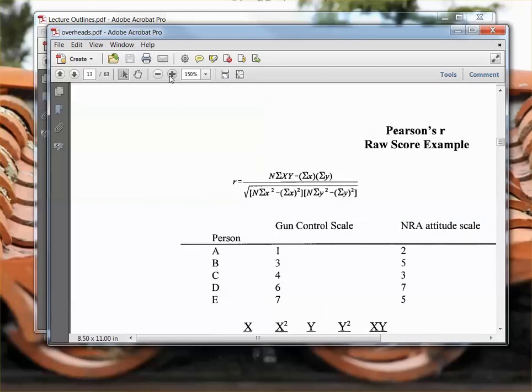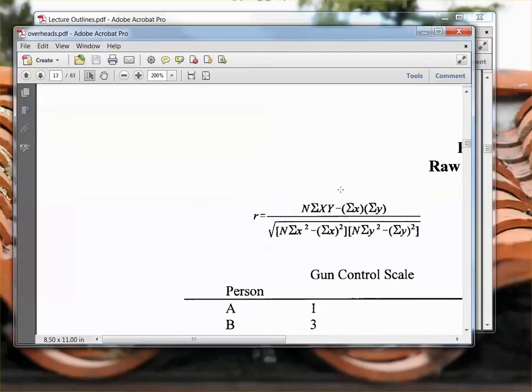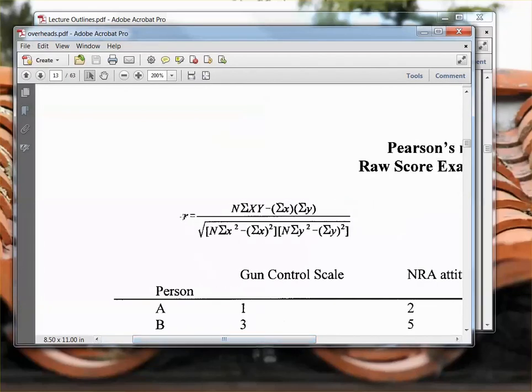Let me zoom in a little bit here. So here's the formula, and I'll explain that to you. So the Pearson R is equal to all of this stuff here. So let's break it down. In this particular formula, N refers to the number of pairs of scores. Remember, with the Pearson R, you have to have a measurement on both variables, so pairs of scores. So if you're missing some data, you're not going to use just one data point. So N is the pairs of scores here.